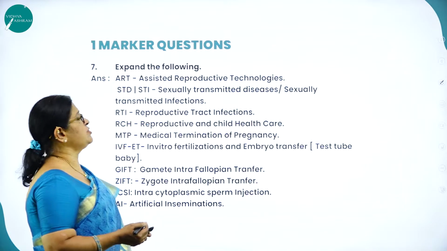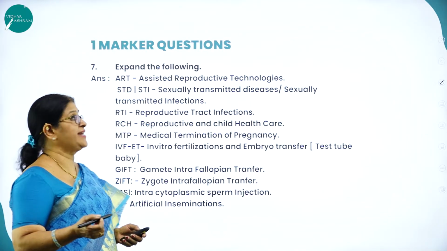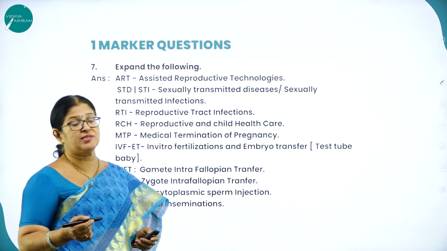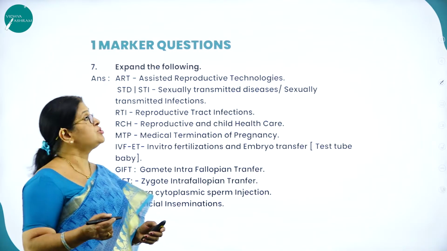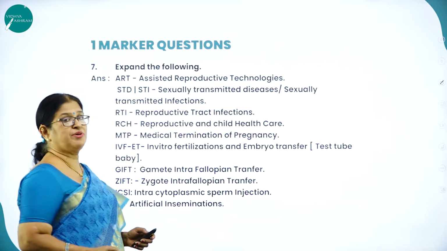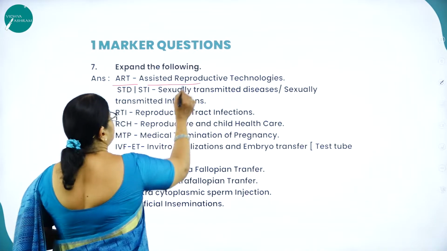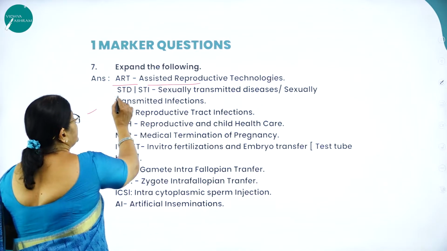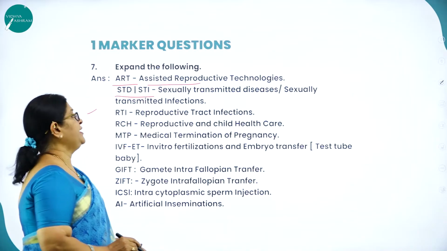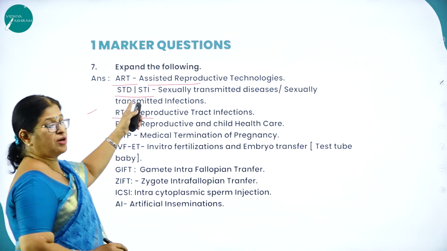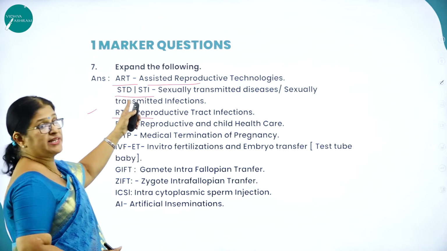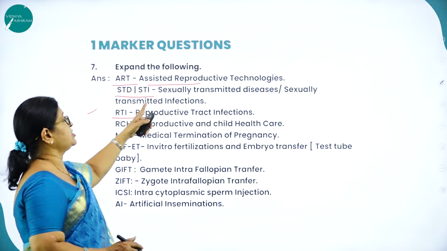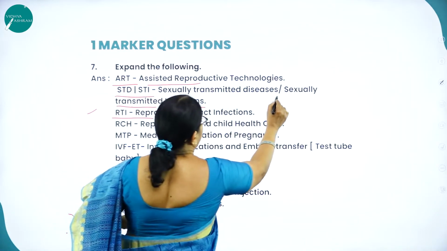Next, for a 1 marker question, they might ask you to expand an abbreviation. As I already said, particularly for infertile couples, ARTs come to their assistance in bearing a child. I have just discussed some of the ARTs. Expand ART, if they ask: assisted reproductive technology. Among them, what is STD? Sexually transmitted diseases. What is STI? Sexually transmitted infections.